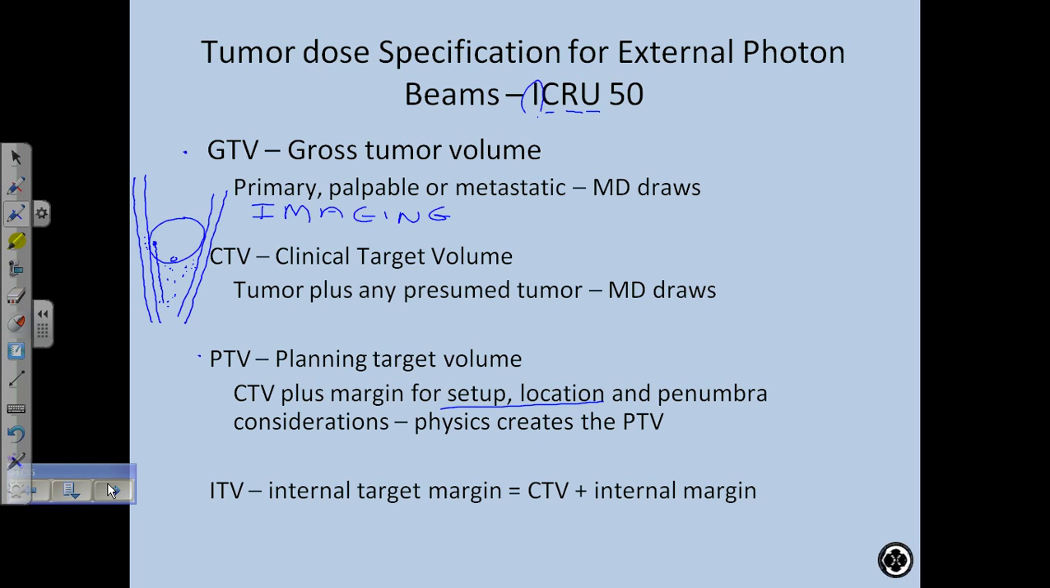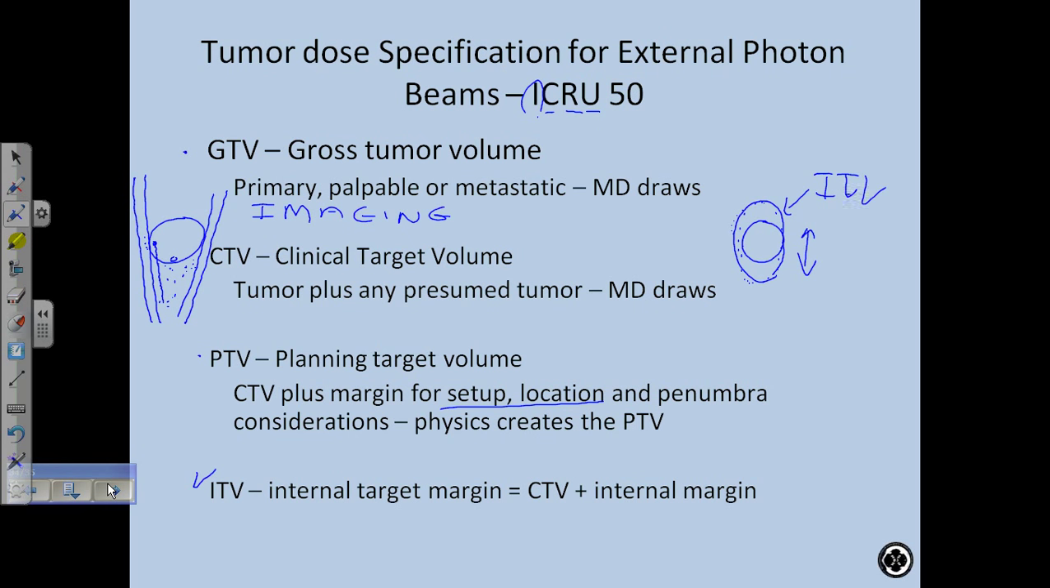And then there's ITV. And ITV comes into play when we start thinking about movement, intrafraction movement, what's happening during the treatment. When the patient's breathing, that lung tumor is moving around. Okay, so the ITV is the internal target volume. And so if we think that the tumor moves a cm sub-inferior, so this is a CTV again, then we're going to apply a cm margin in this direction, and then a cm margin in this direction, and we're going to call that the ITV.